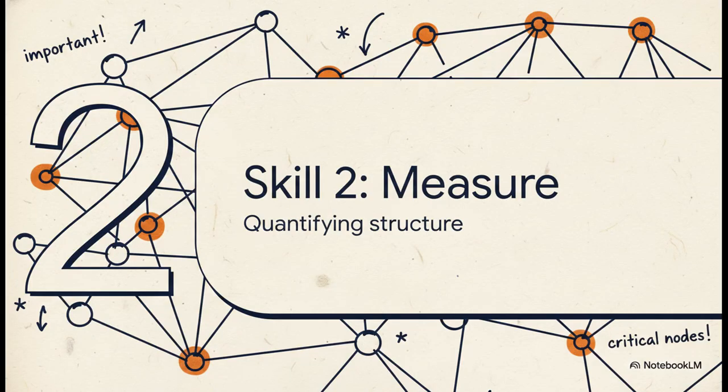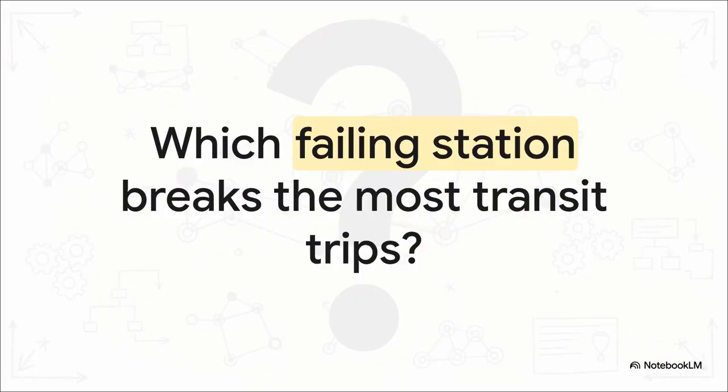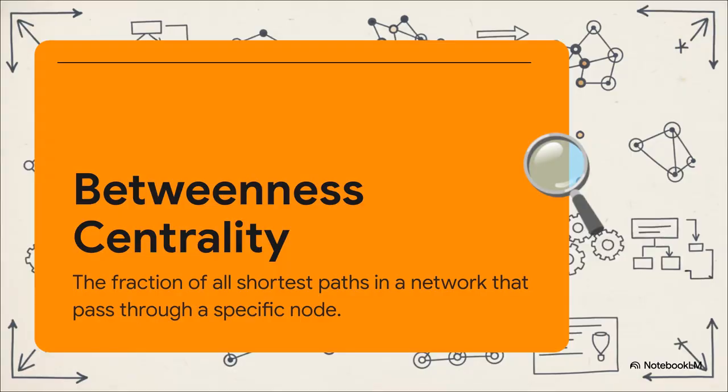Once you've built that graph, it's time for skill 2, measure. This is where we quantify the network structure to find what actually matters. Let's look at the Riverdale Metro network. If you're a transit engineer, you need to know exactly which station's failure will fragment the entire system and cause the most damage to passenger flow. Now, the naive answer is usually just to pick the busiest station. But the correct answer is the station with the highest betweenness centrality. That's the fraction of all the shortest paths in a network that pass through a specific node.